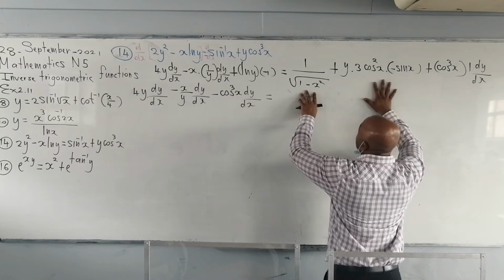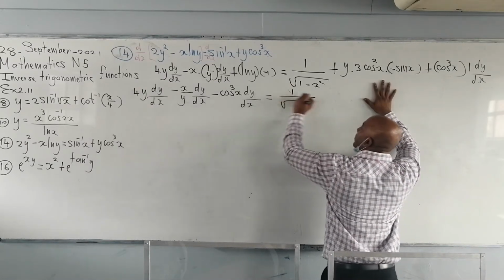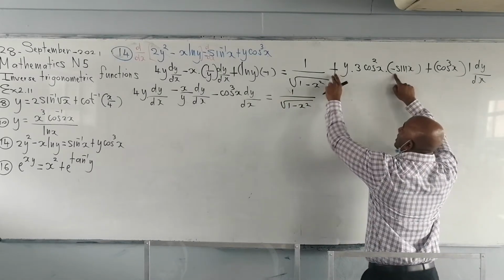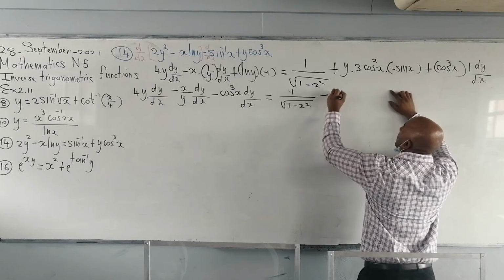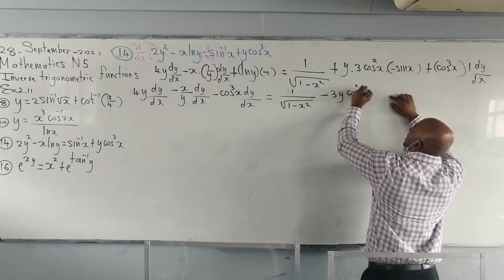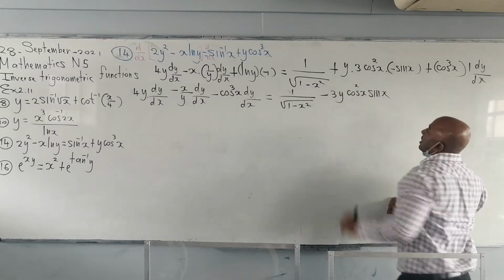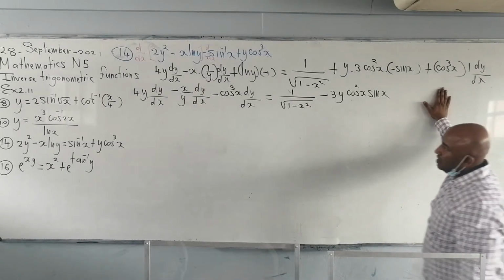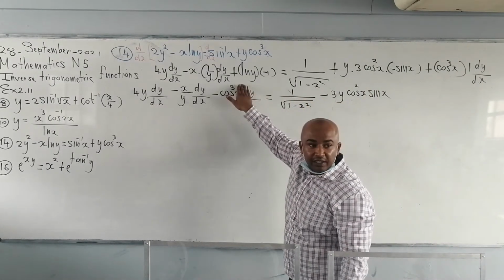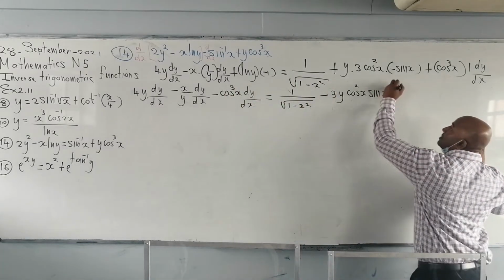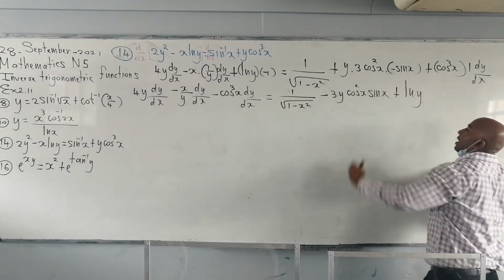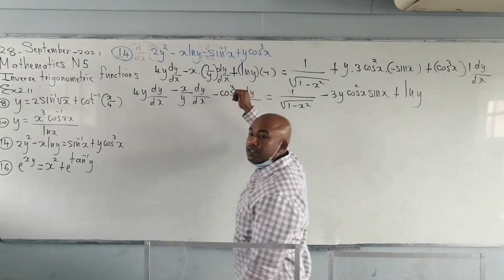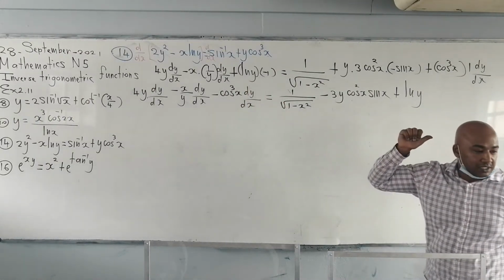So what do I have here? 1 over the square root of 1 minus x squared. Positive times negative, that's a negative 3y cos squared x times sine x. Is there anything else that needs to be on this side? Yes. You have minus ln y on the left. When you take it to the right, it becomes a positive ln y. So when you take it to the right, it becomes positive.